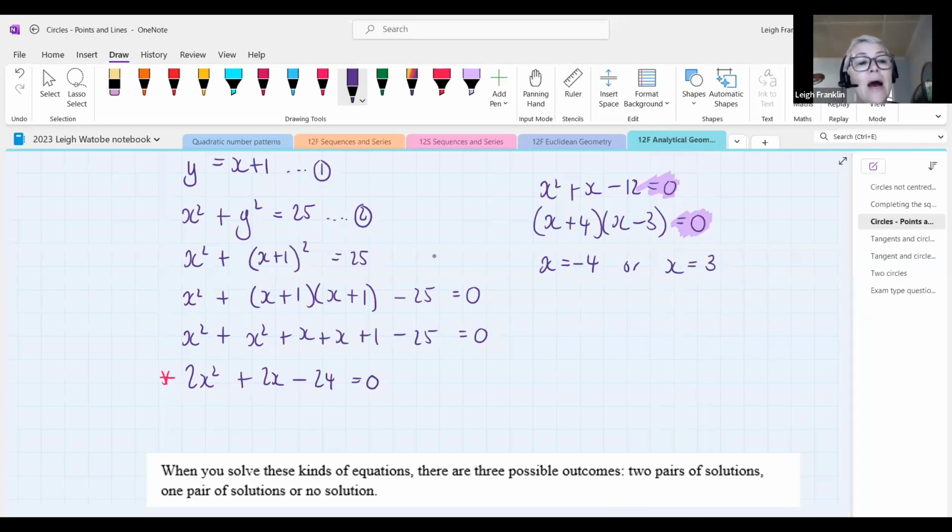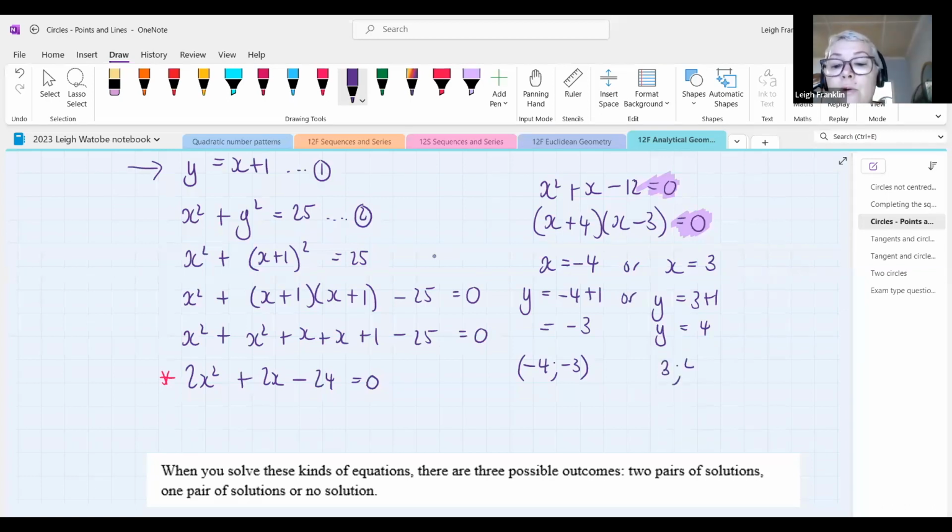Well done. Now we want to go back and use the easier of the two equations, just because it makes life easier, in order to solve for the corresponding y coordinates. So here we would get y equals -4 plus 1, which gives us -3. So (-4, -3) is one point of intersection, and then for the other, y is equal to 3 plus 1, so y would be equal to 4. Sorry, I should have put "or" in there. So either -3 or 4.